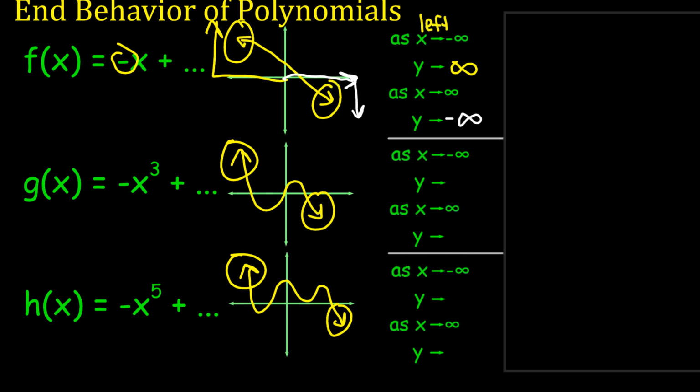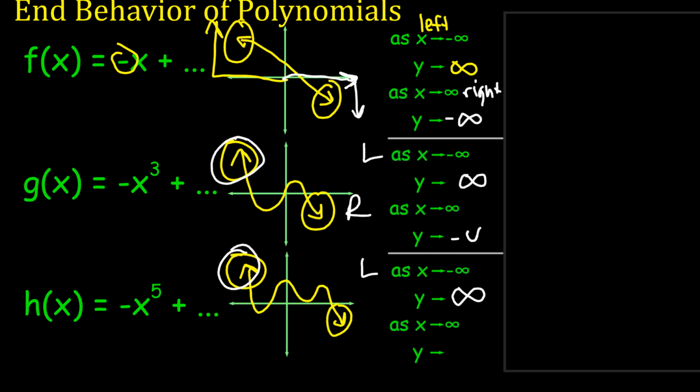And just like when the coefficient was positive, when the coefficient's negative, they all have the same end behavior. On the left, they're all going to be approaching positive infinity. And then on the right, they're all going to be approaching negative infinity because it's going down.